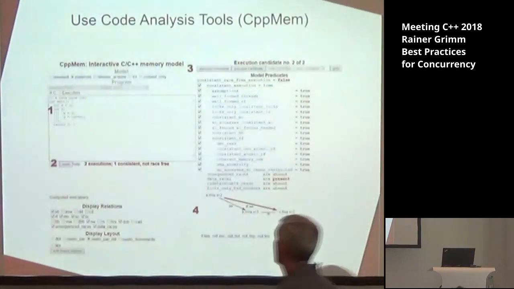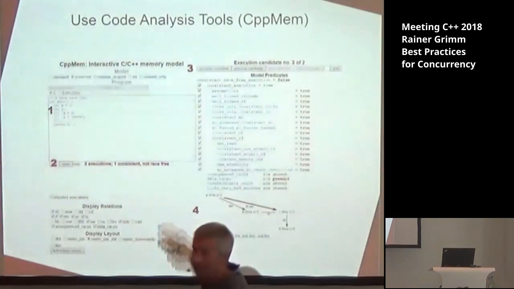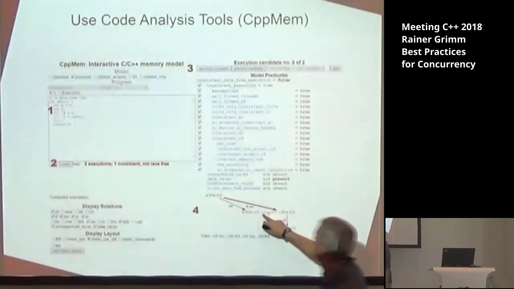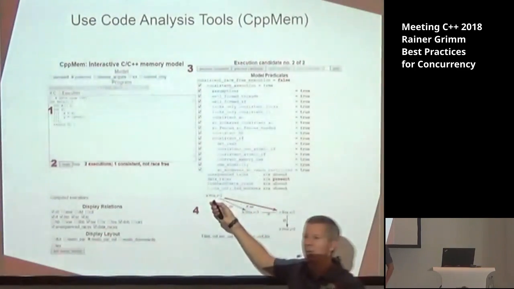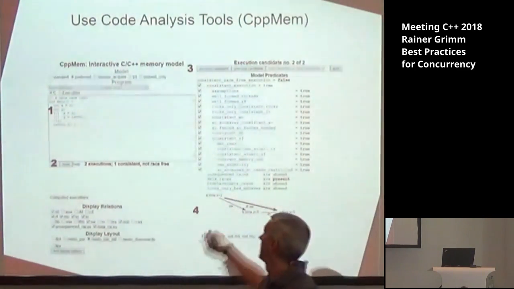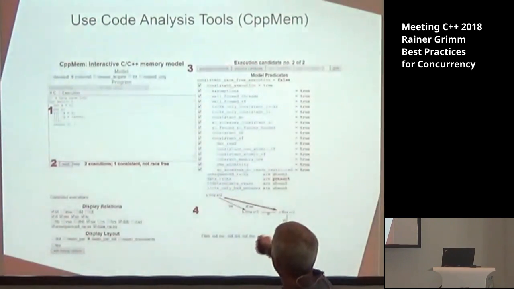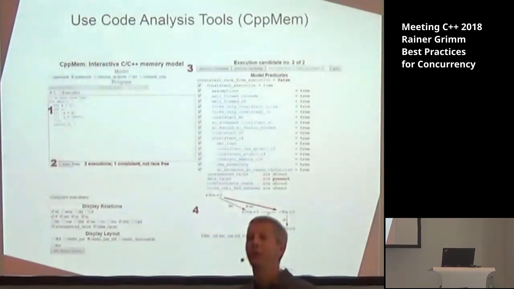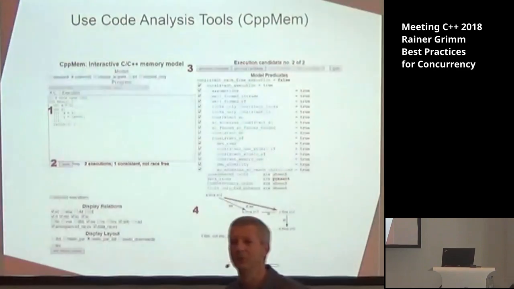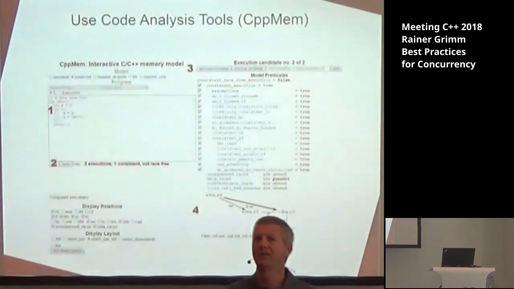CppMem is an extremely valuable tool. Here you have a look: x equals 3, and x is written, and x is read here. That's the data race. And here you see it, dr, data race. That's one of the graphs which corresponds to this program. I forgot to mention, with previous consistent and next consistent, you can go back and forth between each interleaving which is possible. This tool gives you two big benefits.